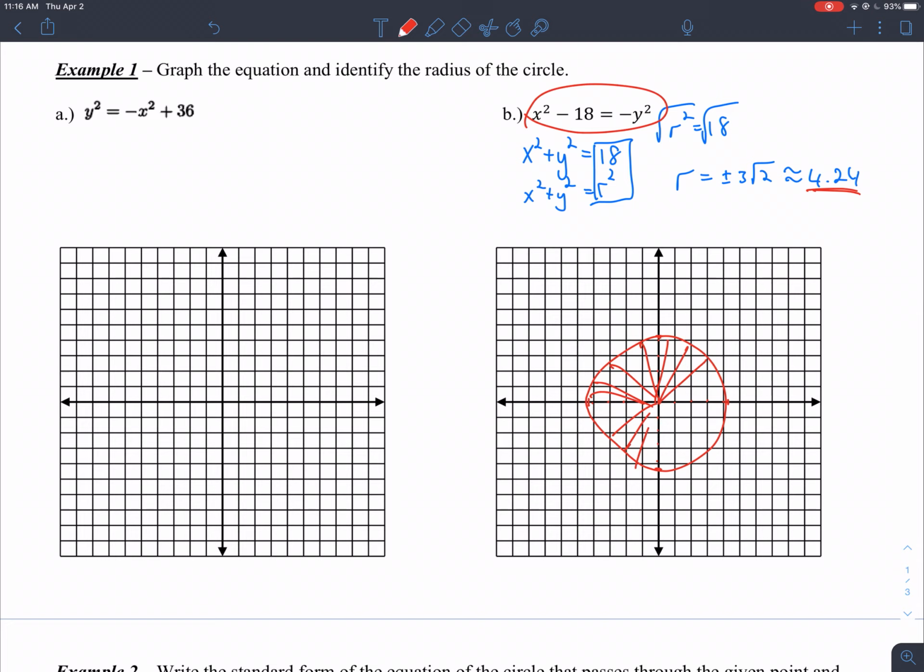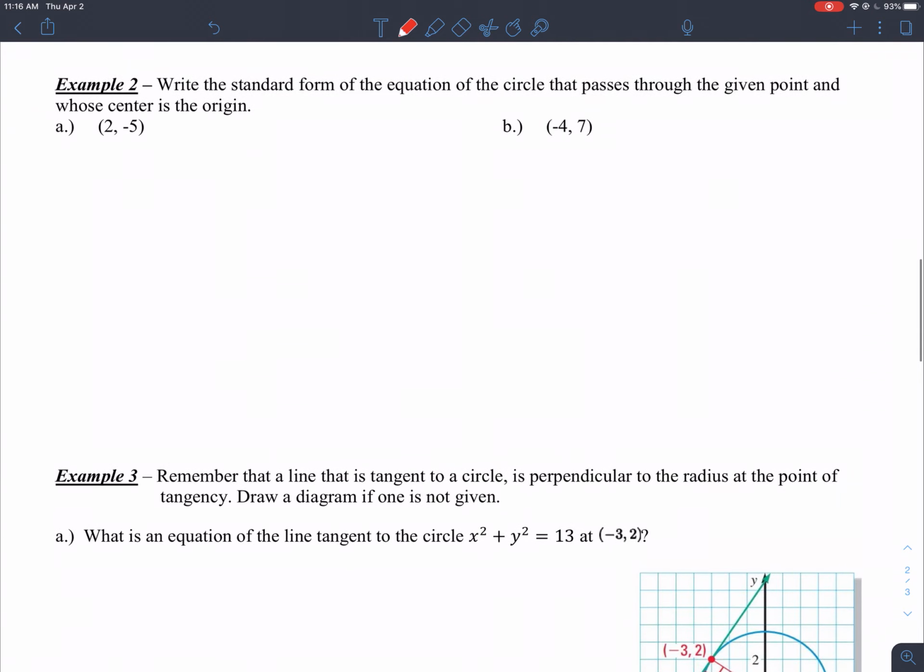All right. Okay, so that's the first, I would say, fairly simple example. The second example is write the standard form of the equation of the circle that passes through the given point, and it's centered at the origin. Okay. So these two examples are both equally difficult or easy, depending on how you look at it. So you don't have to draw a picture.